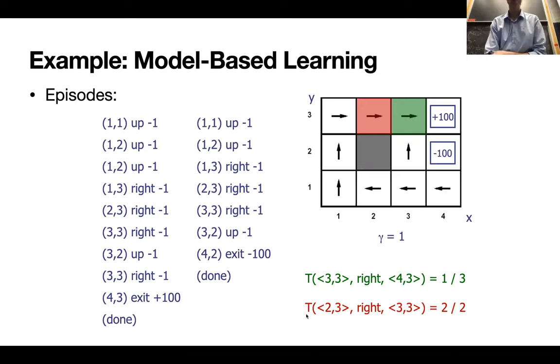Same for this other red one, another example. From 2-3, taking right and ending up in 3-3 is 2/2, because both times we observed this, this transition actually happened. So this is an empirical estimate of these functions from the samples.